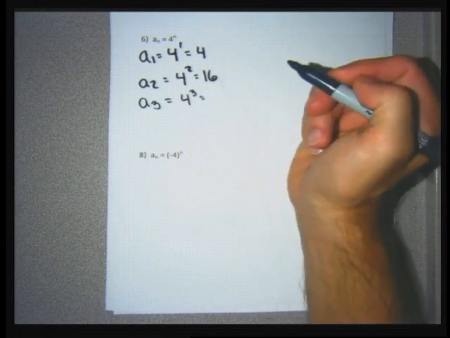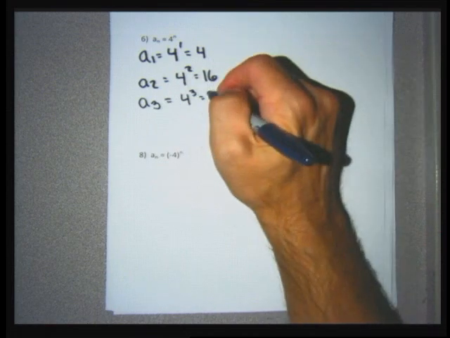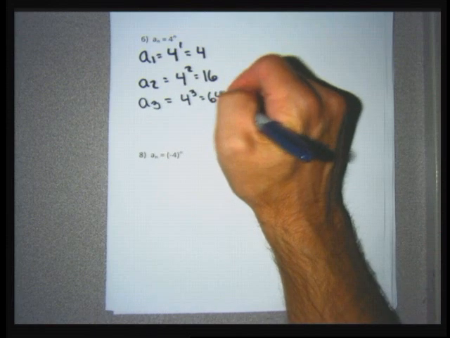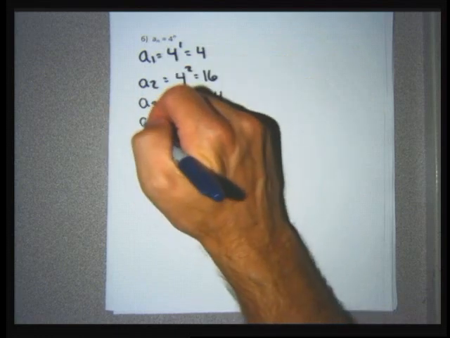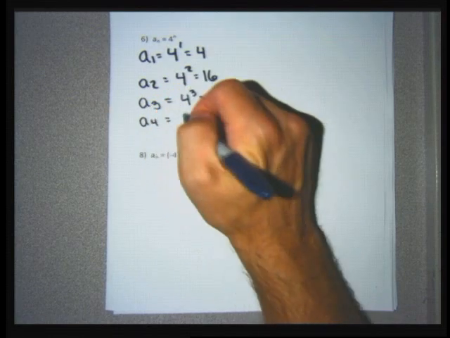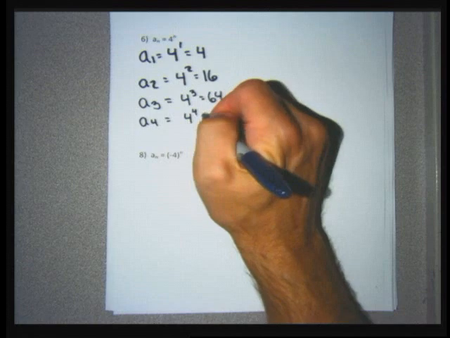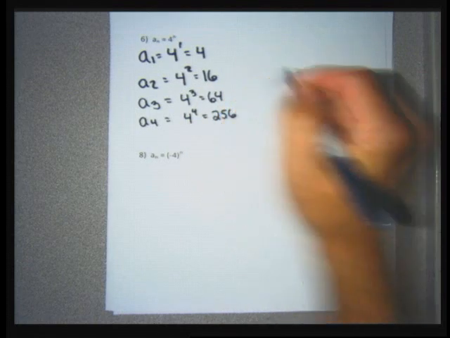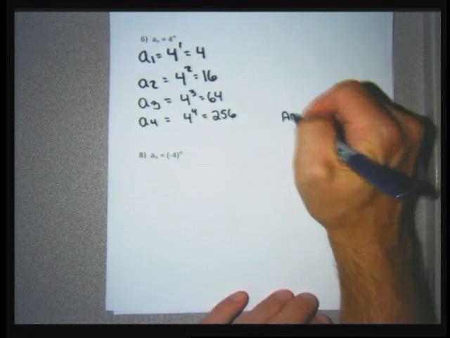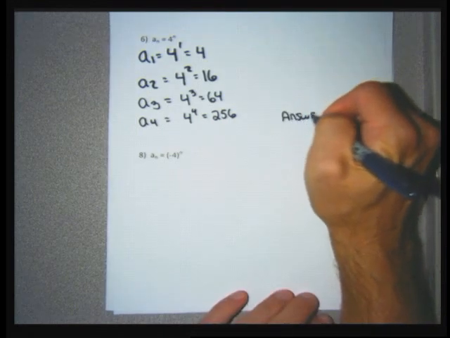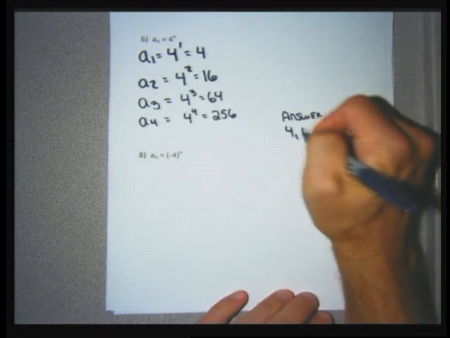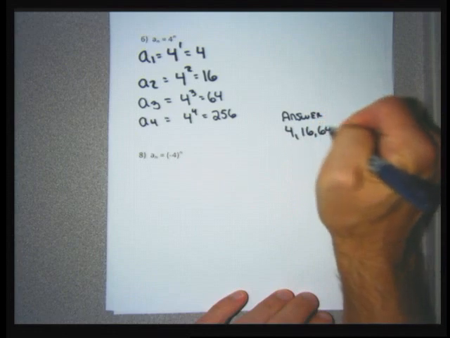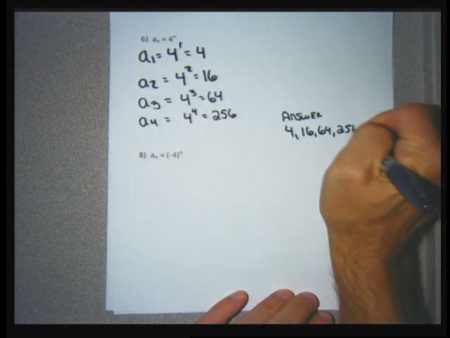4 cubed you might need to use your calculator for. I have that memorized. 4 cubed is 4 times 4 times 4, which is 64. And the fourth term that I'm asked to find is 4 to the fourth power. Again, you can do that on your calculator if you don't know what 4 to the fourth power is, but it's 256. So the first 4 terms in this sequence are 4, 16, 64, and 256.